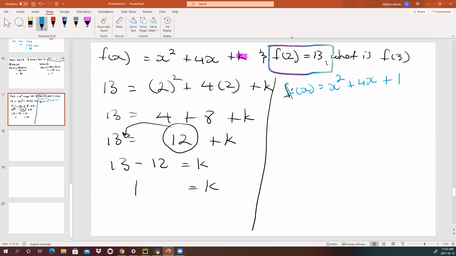So we can then find f of 3 just by substituting 3 into this formula here, equals 3 squared plus 4 times 3 plus 1. 3 squared is 9. 4 threes is 12 and 1. I think this is 9 and 1 is 10 plus 12 is 22. Yes, 22, I think.